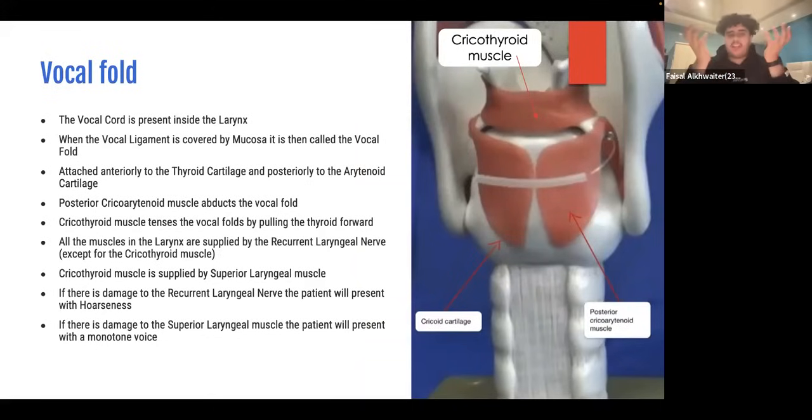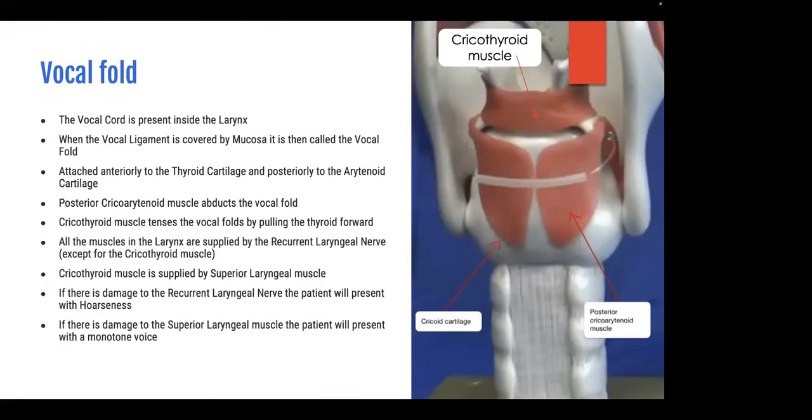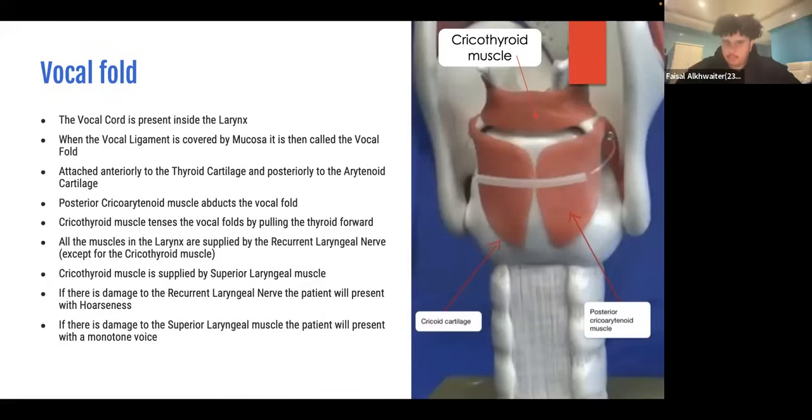All of the muscles of the larynx are supplied by the recurrent laryngeal nerve, except the cricothyroid. Can you tell me what would happen if the recurrent laryngeal nerve is damaged? We get voice hoarseness, because we can't move the vocal cords properly. Yes.